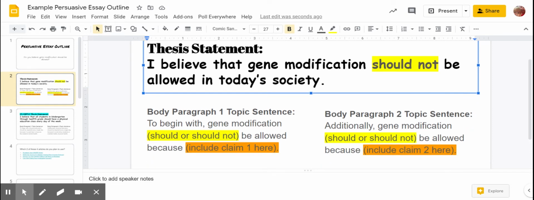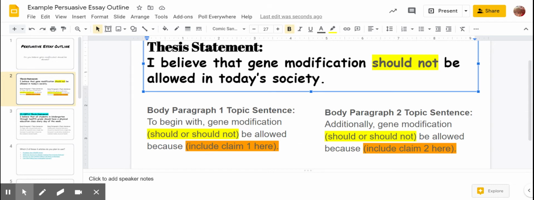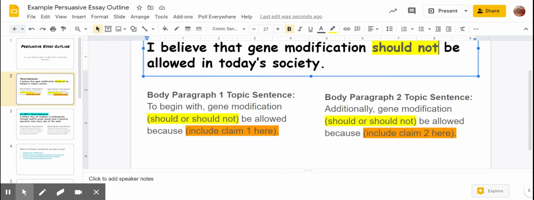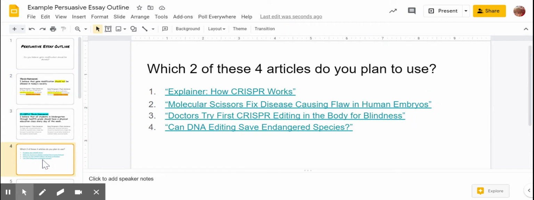Now, once you choose your either should or should not, whichever side you feel comfortable with, you can't be in the middle. You have to choose one or the other. You then have to come up with 2 reasons why. Now, these reasons why have to be things that are supported by evidence from the articles that we read. Now, I added a couple other articles on there, and those are on the next slide.